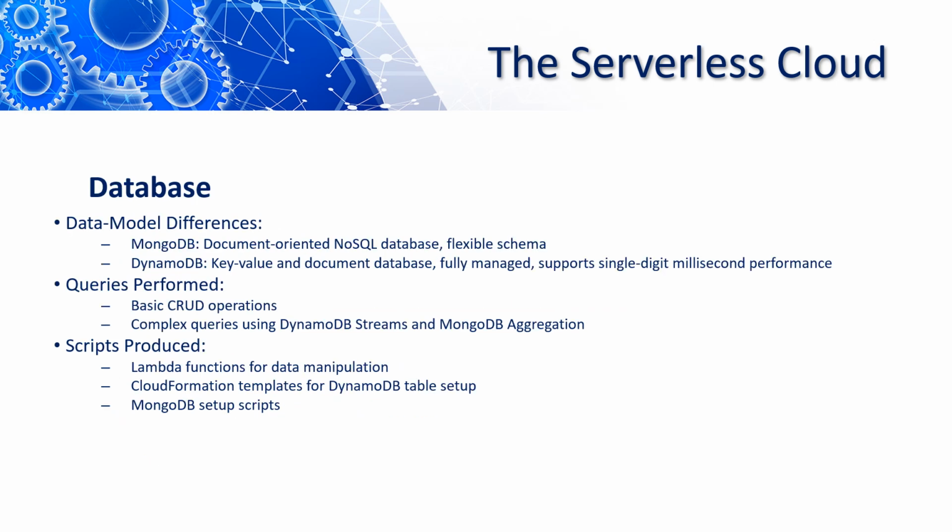When it comes to databases, we compare MongoDB and DynamoDB. MongoDB is a document-oriented NoSQL database with a flexible schema, while DynamoDB is a key-value and document database that is fully managed and supports single-digit millisecond performance. We perform basic CRUD operations and complex queries using DynamoDB streams and MongoDB aggregation. The scripts produced include Lambda functions for data manipulation, CloudFormation templates for DynamoDB table setup, and MongoDB setup scripts.